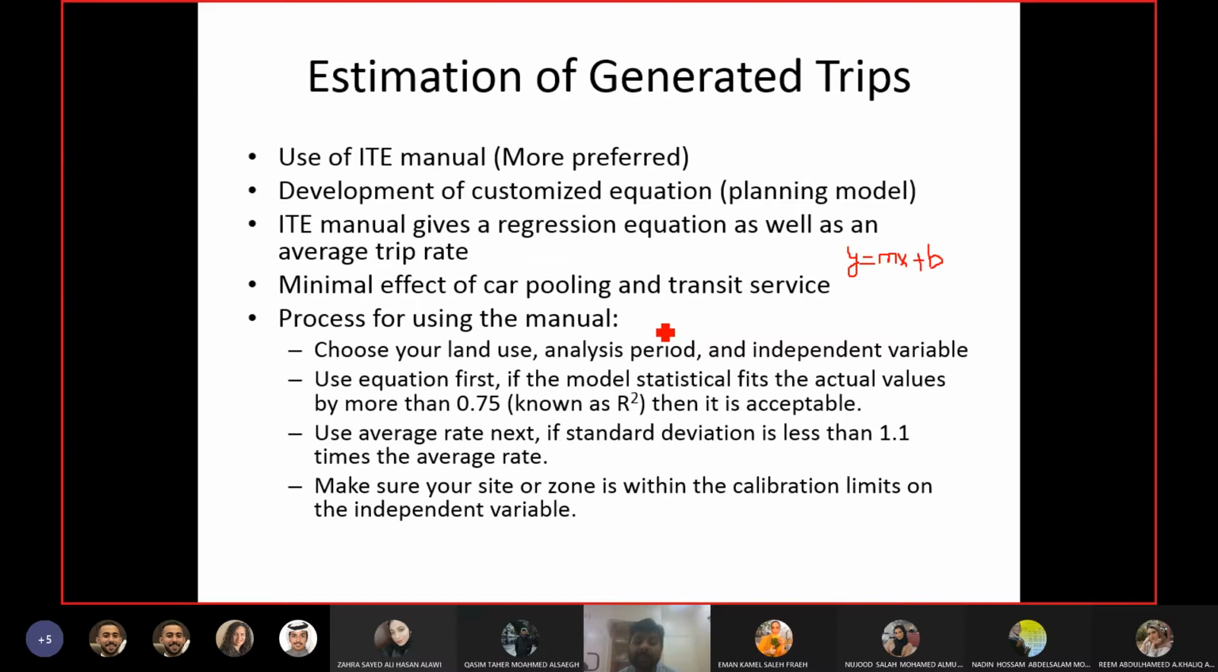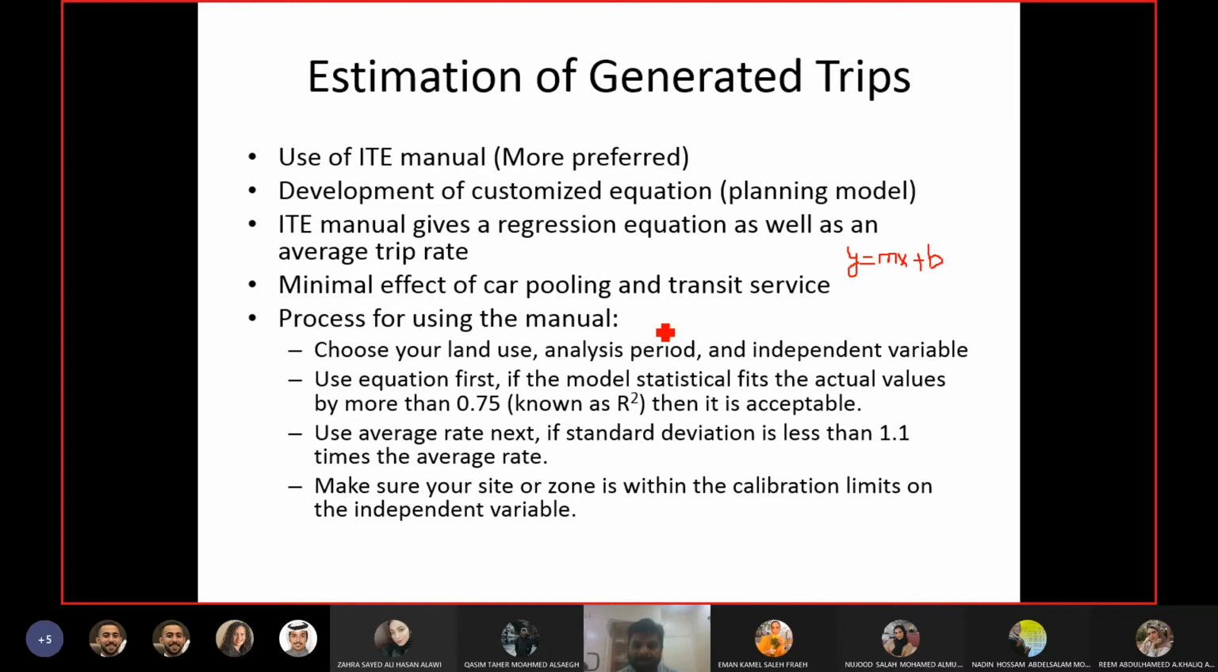So land use, you will find from your area, what land use you have in your area. Analysis period you have to fix, and you may consult the client for how many years you want the analysis to be done in future. An independent variable will be coming from the manual. Once you choose your land use, you can go into the manual and find out what should be the independent variable that I should put as X in the equation.